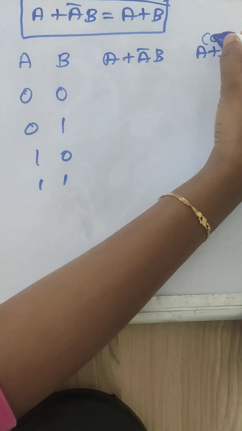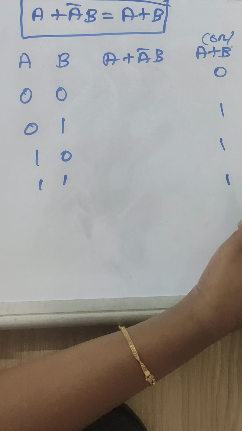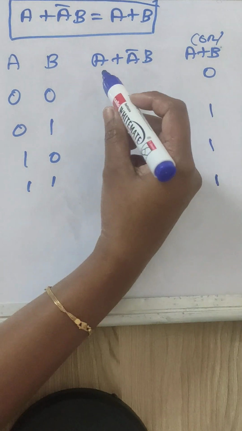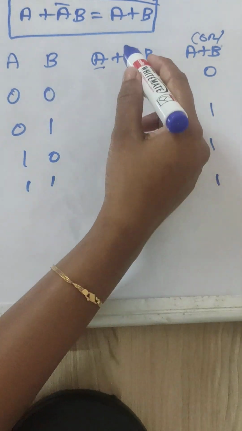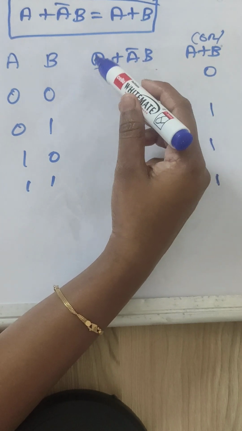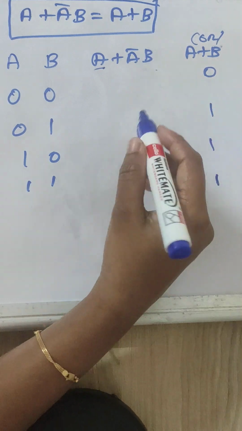So this is simply an OR gate, right? How will it behave? If any one of the inputs is high, it will make the output high. This we already know. And here, in A plus A bar B, if A is high, it is becoming high. Because it's an OR operation, it won't depend upon both the inputs. If one of the inputs is high, it will automatically make the output high. It won't depend upon the other input.